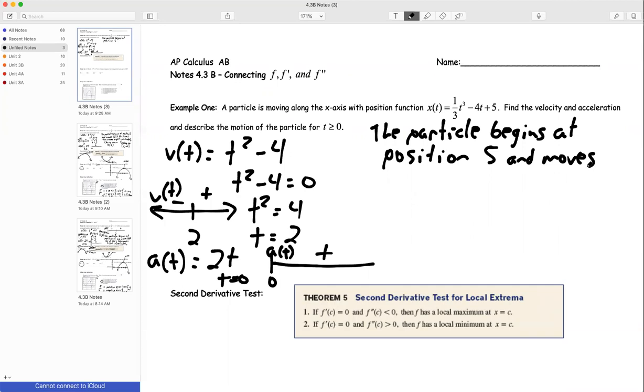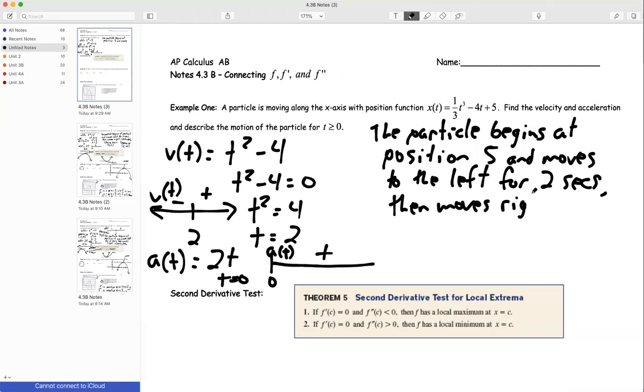It moves to the left. How do I know it moves to the left? The velocity is negative for the first 2 seconds. Okay, so it moves to the left for 2 seconds, then moves right indefinitely, using the signs on my velocity graph.